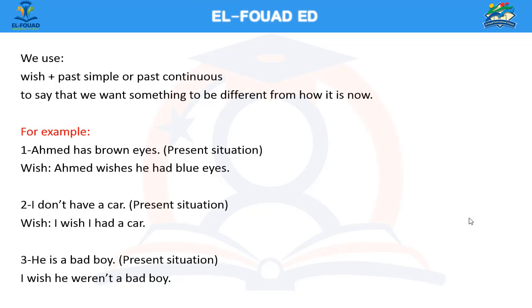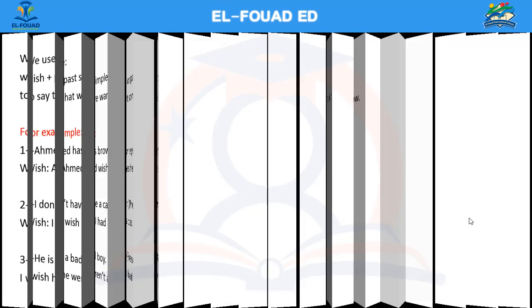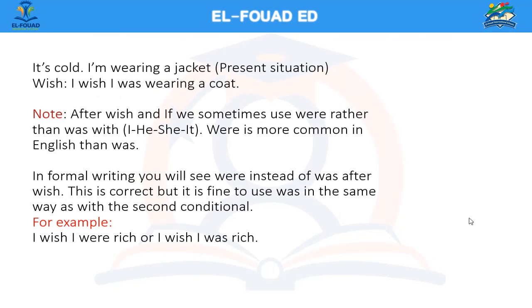For example, he is a bad boy. This is his situation now. He is a bad boy. He wishes he wasn't a bad boy, or all of us wish that he wasn't a bad boy. So what did we say? I wish he weren't a bad boy. Why did I say weren't? We said that after wish with he or she or it, I use were instead of was.